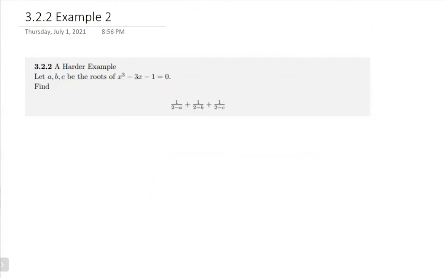So this is the last example that I think we'll be doing today. And we have this problem here. Let a, b, and c be the roots of x cubed minus 3x minus 1 equals 0. And we want to find 1 over 2 minus a plus 1 over 2 minus b plus 1 over 2 minus c.